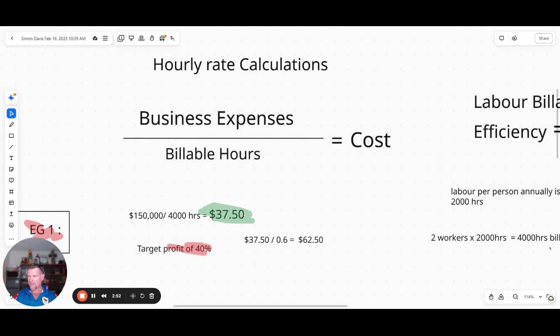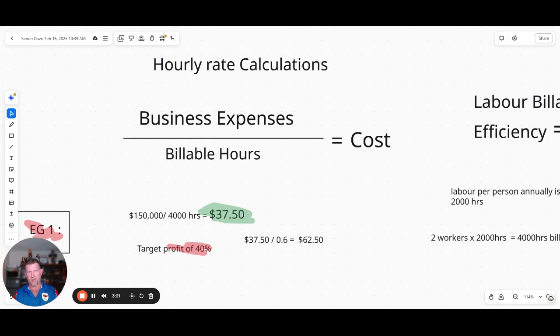We've just worked out we've got two workers, yourself and an offsider. So your billable hours are about 4,000, which equals about $37.50. So that's your cost to break even. If you charge yourself out at $37.50 for each person, then you'll break even and you'll be able to pay your bills. But that's not what we're about. We want to make a profit.